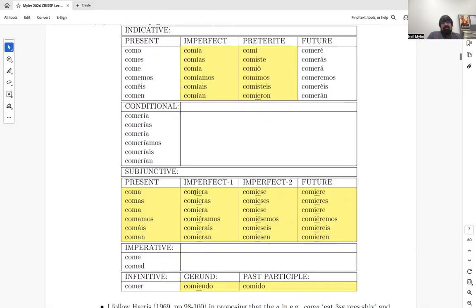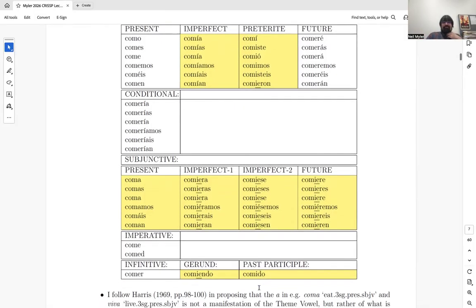We've got the diphthongal variant of the theme vowel throughout the non-present subjunctives and in the gerund, as we've been used to. In the past participle, you get comido and not comedo. So that's another case where it's neutralized. And comedo, again, there's nothing phonotactically wrong with that. You get that same sequence in words like comedor, for example, which means like dining room or eater, I suppose.